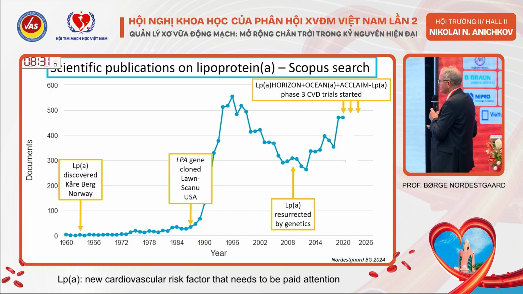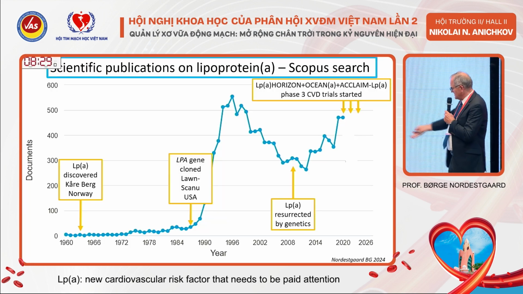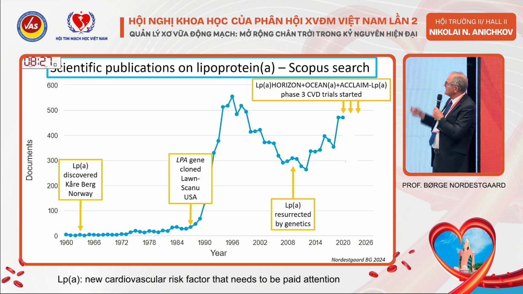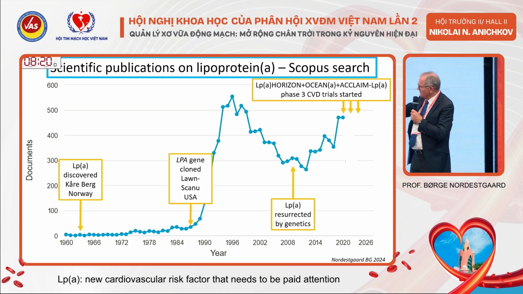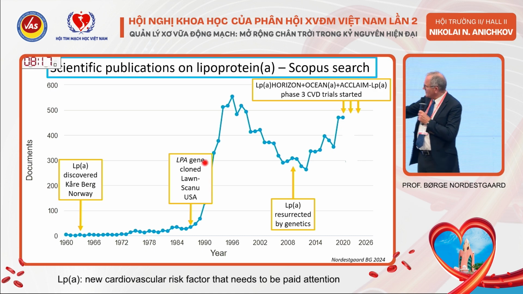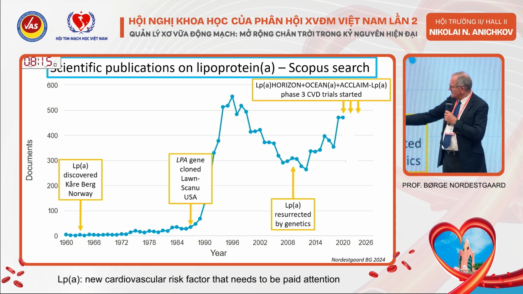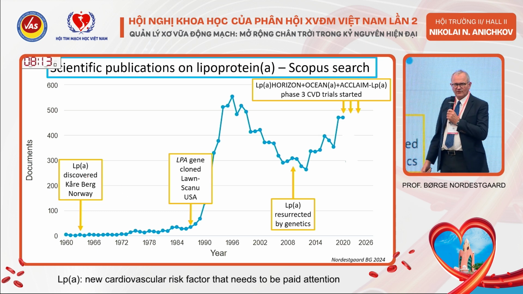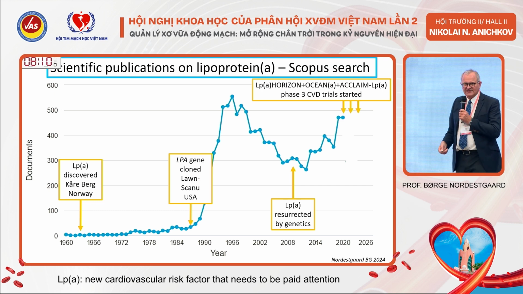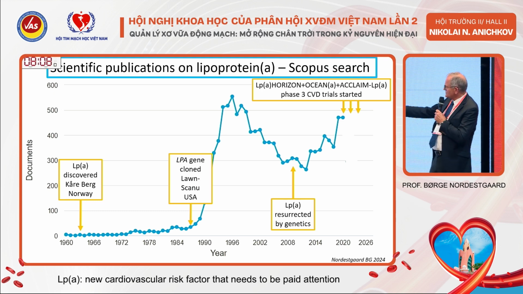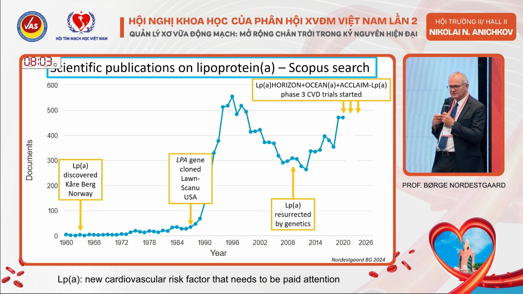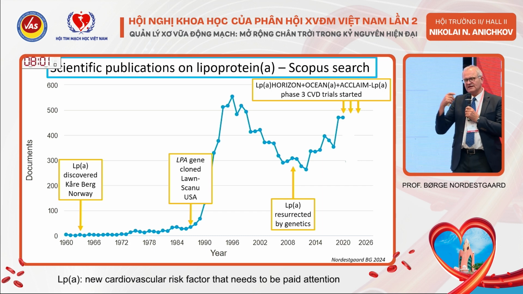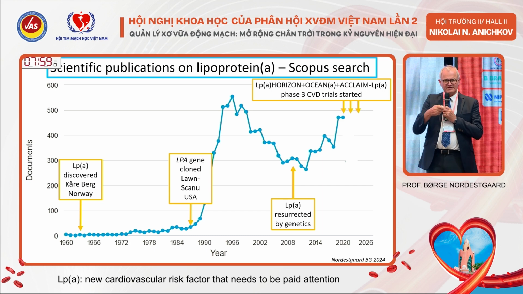Historical development. On the x-axis here, I just did a Scopus search, putting in lipoprotein(a) to see what publications there are. It was discovered by Kåre Berg, a geneticist in Norway, in 1964. After that, there was very little interest until two American groups, Lawn and Scanu, in roughly 1986, cloned the gene and found the peculiarity that apo(a) has similarity with plasminogen.